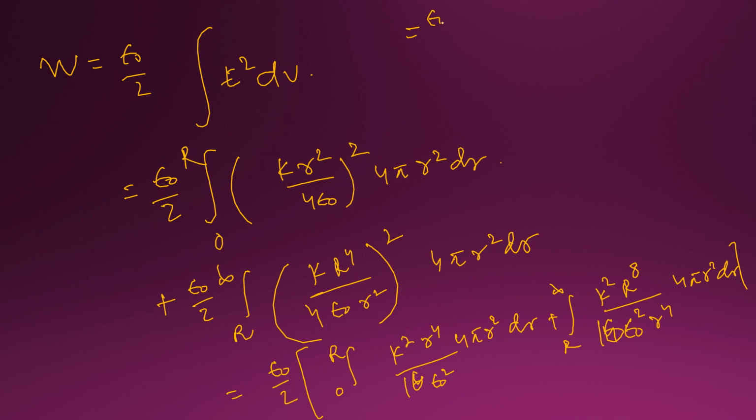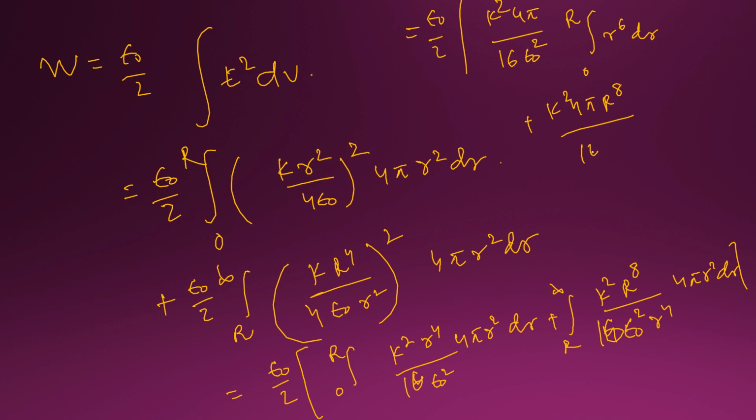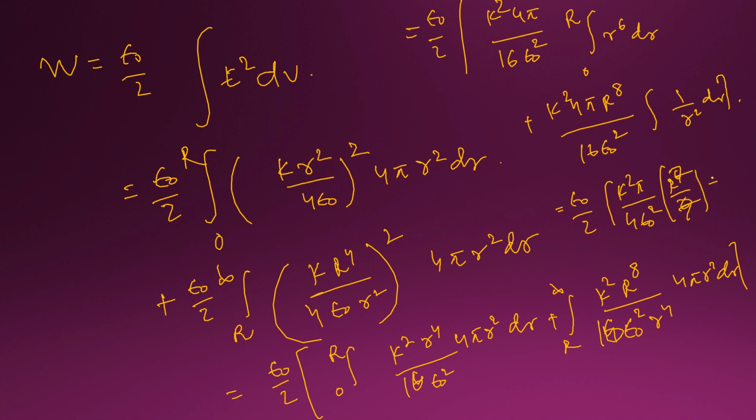So if you do it, ε₀ by 2, so k² 4π by 16ε₀², r⁴ times r² is r⁶ dr from 0 to r, plus k² 4π r⁸ by 16ε₀² by 1 by r², to ε₀ by 2, k² π by 4ε₀², r⁷ by 7, plus this one.